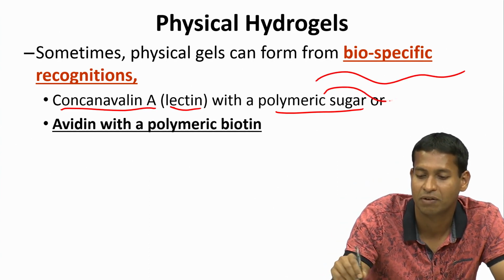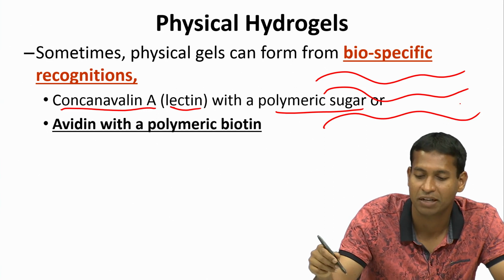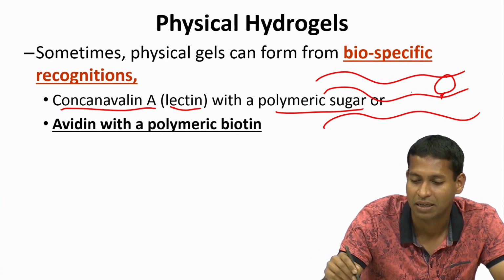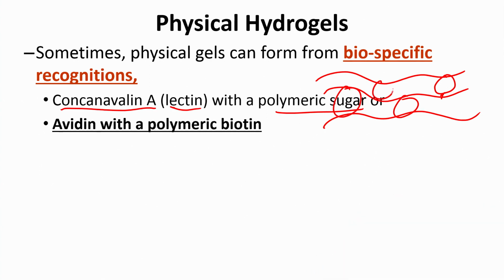this is my polymeric sugar which is large, and let us say this protein is fairly small. Once this protein binds to this chain on one side, it will tend to bind to another chain, and then you can have several of these proteins at several locations acting as cross linkers, and that essentially causes the gel to form. Another good example is avidin with the polymeric biotin. Avidin has a very high affinity for biotin, one of the strongest affinity pairs in biology.